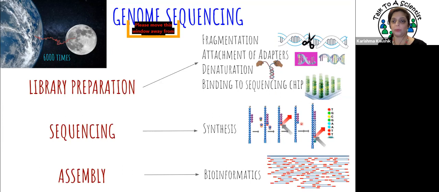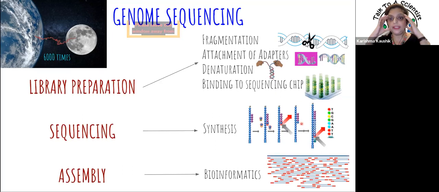Let's stop a little here. It's a little complex, so let's just get it clear. Once they cut it into fragments, you can synthesize these small pieces, and then you have to assemble them. So just think, guys, about the amount of data that will be generated if you're sequencing something that can go to the moon 6,000 times.